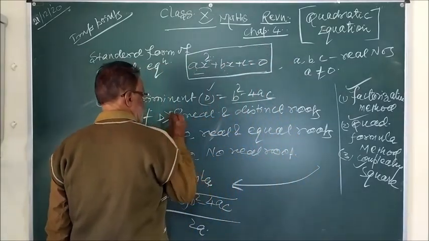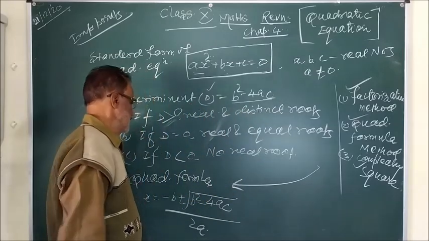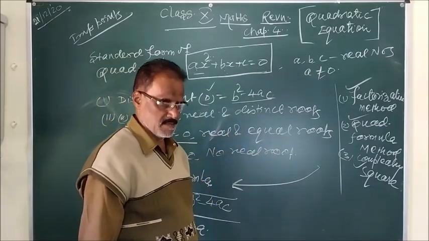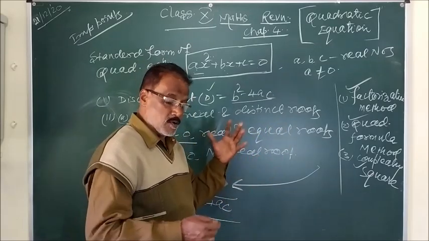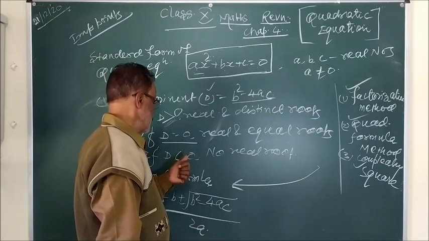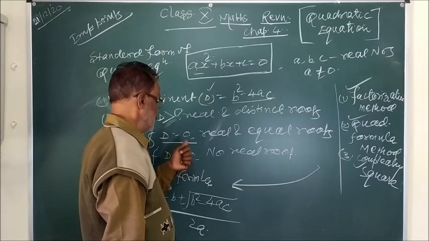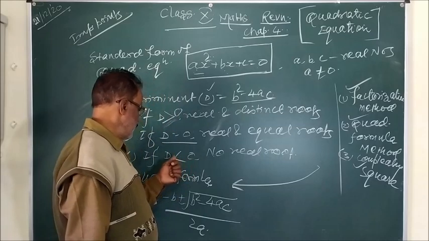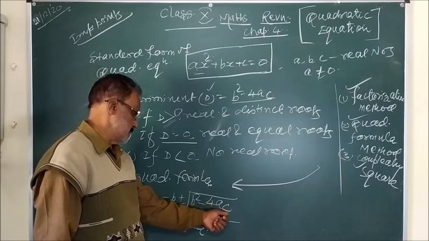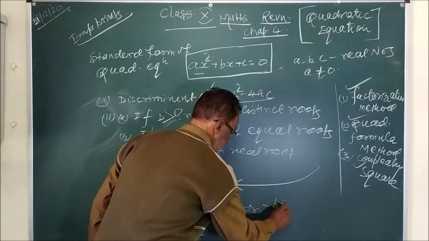So if D is greater than 0, the roots will be real and different, distinct roots. If D is 0, the roots will be real and both roots will be the same. Both values of the variable will be equal. And if D is less than 0, if D is negative, the equation has no real root. Why is there no root with this condition? You see here, b squared minus 4ac. This term is called discriminant. So you can write it also like this.